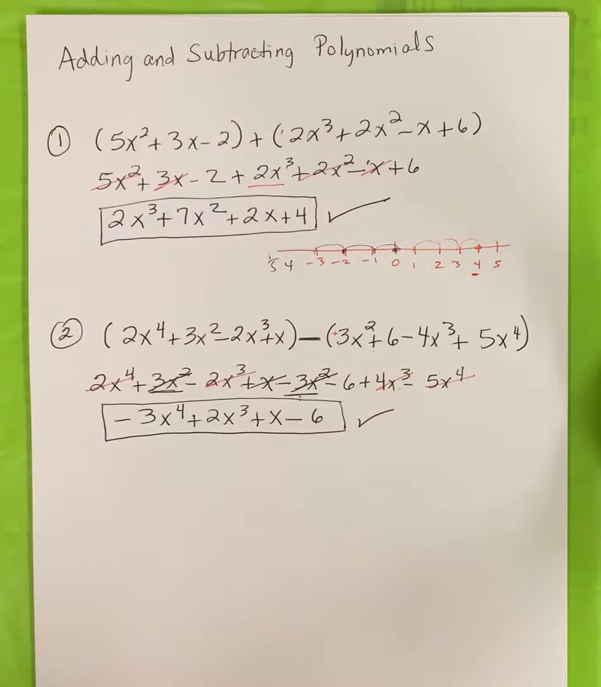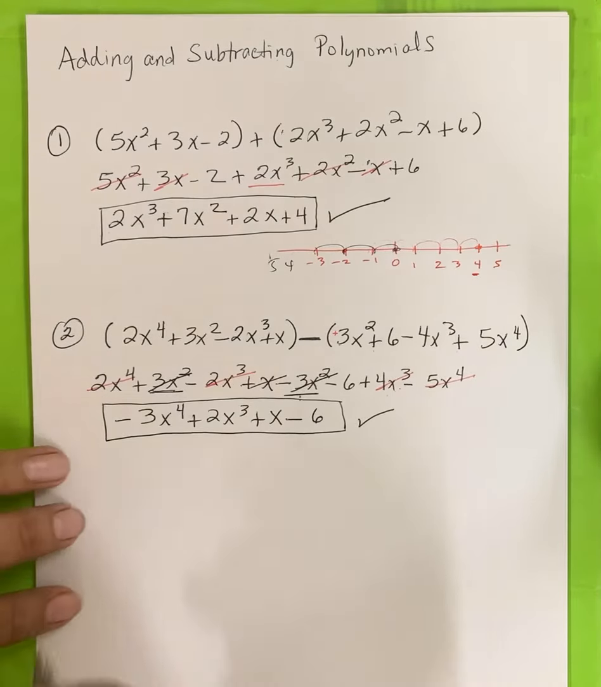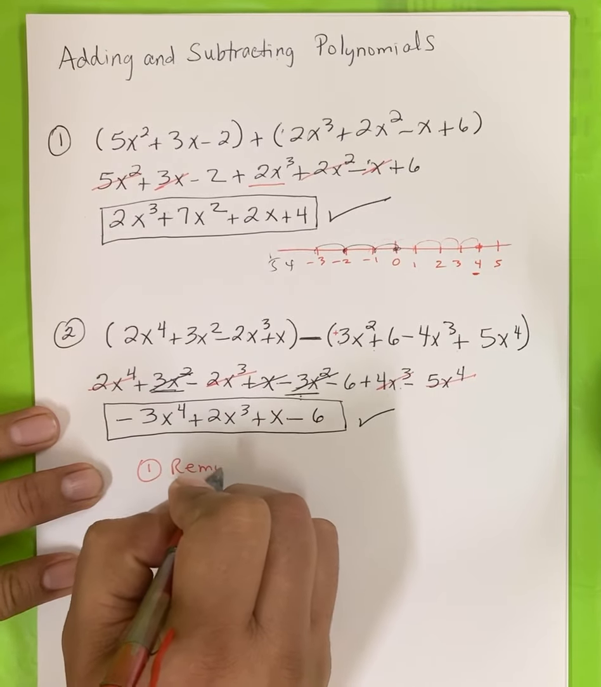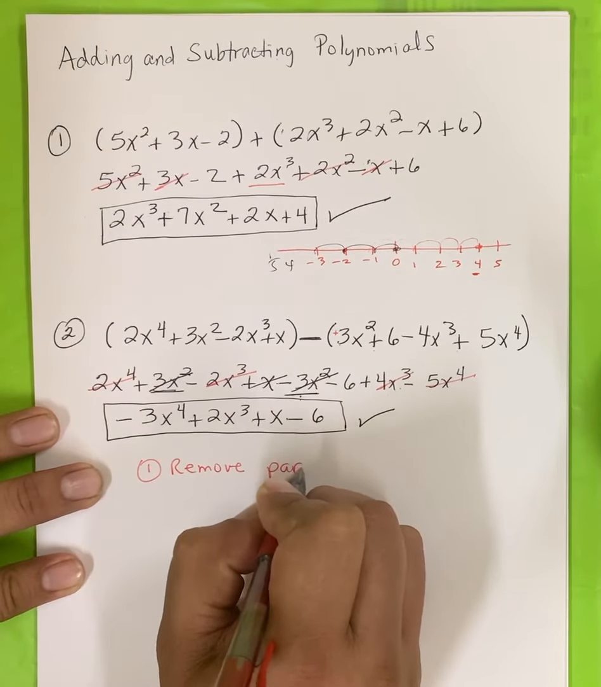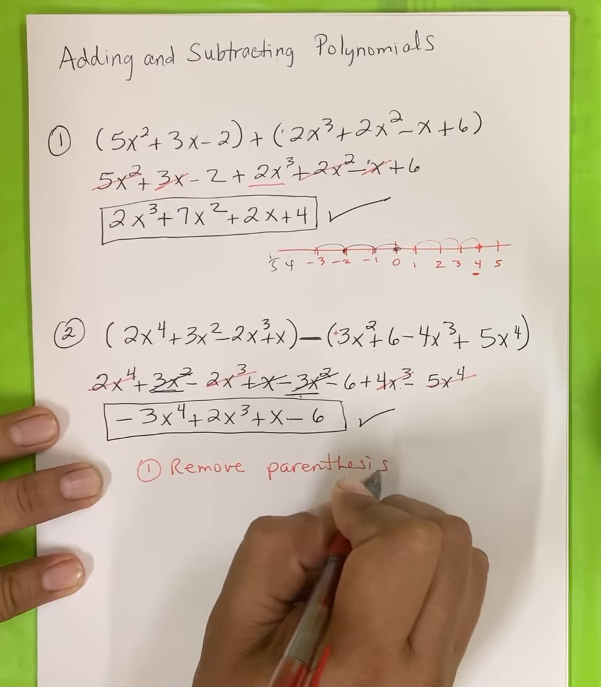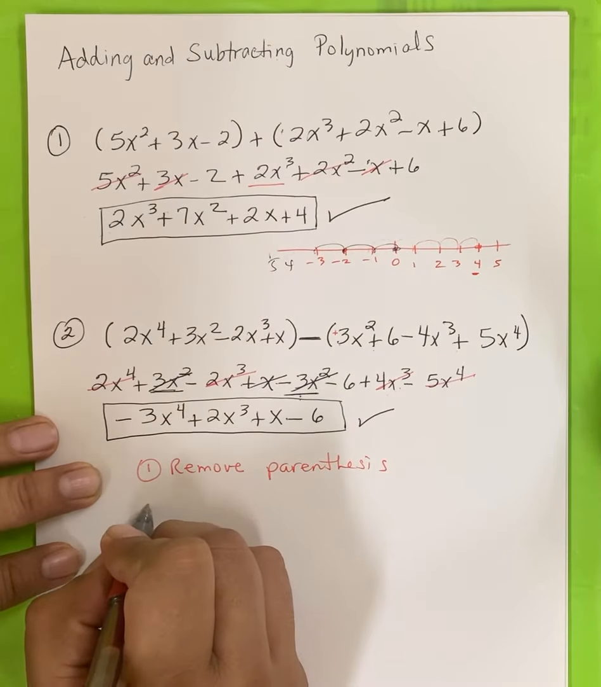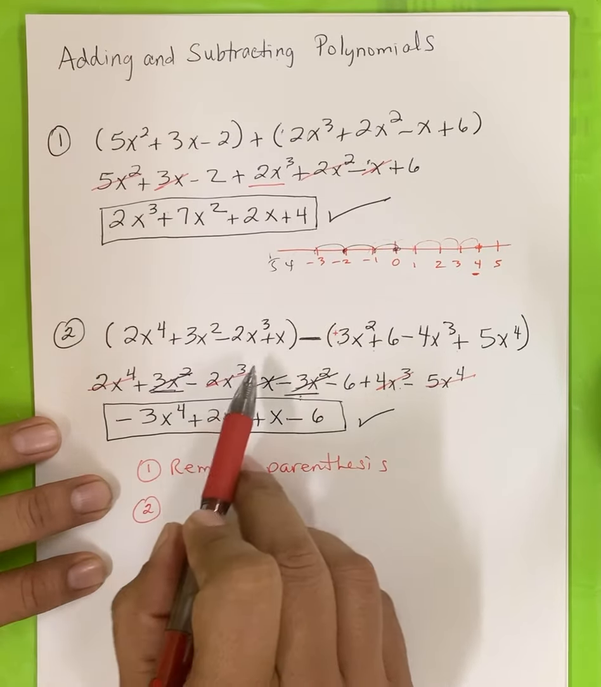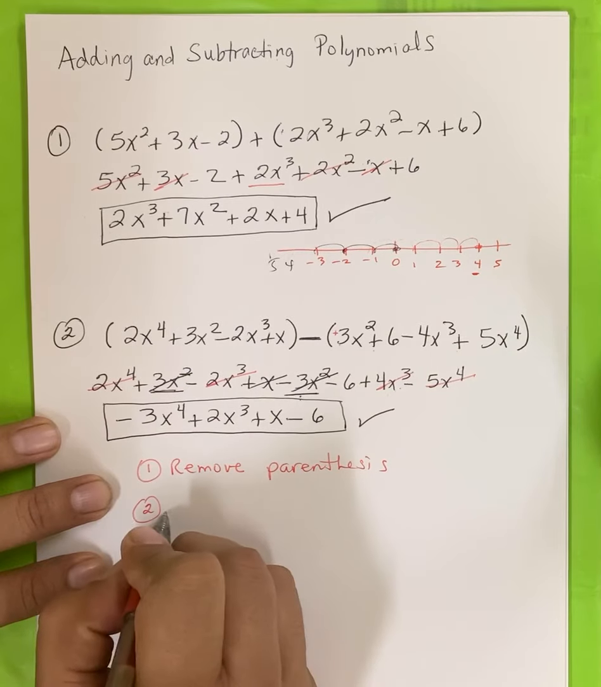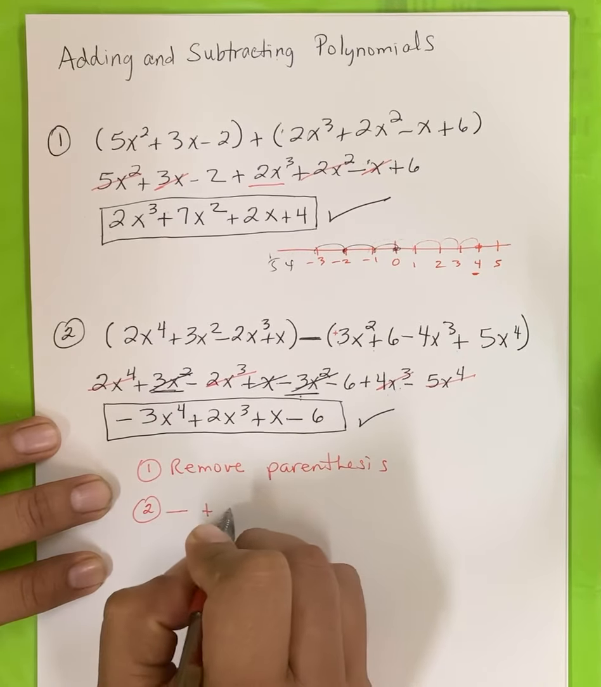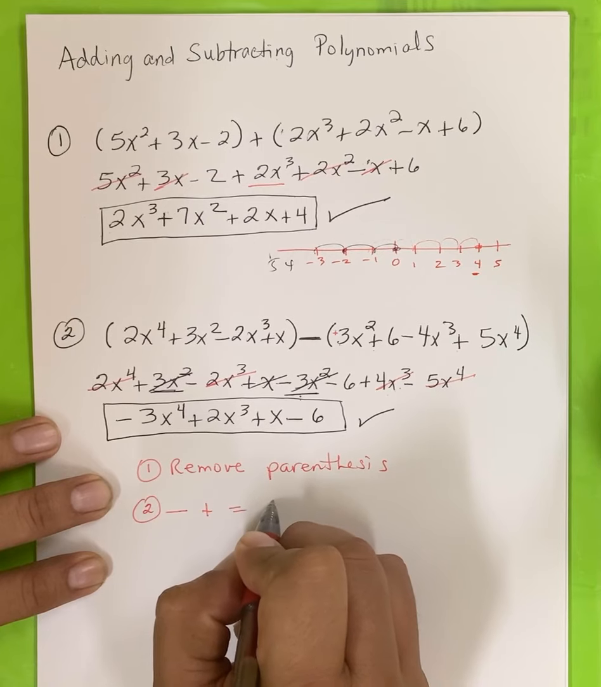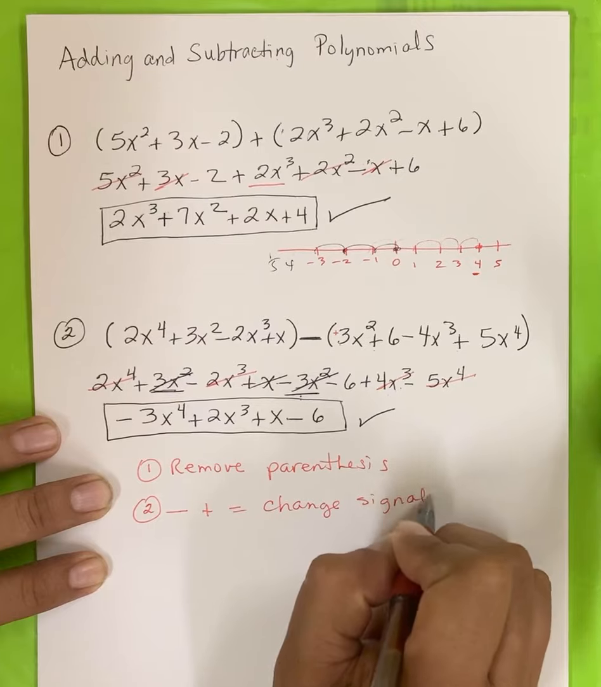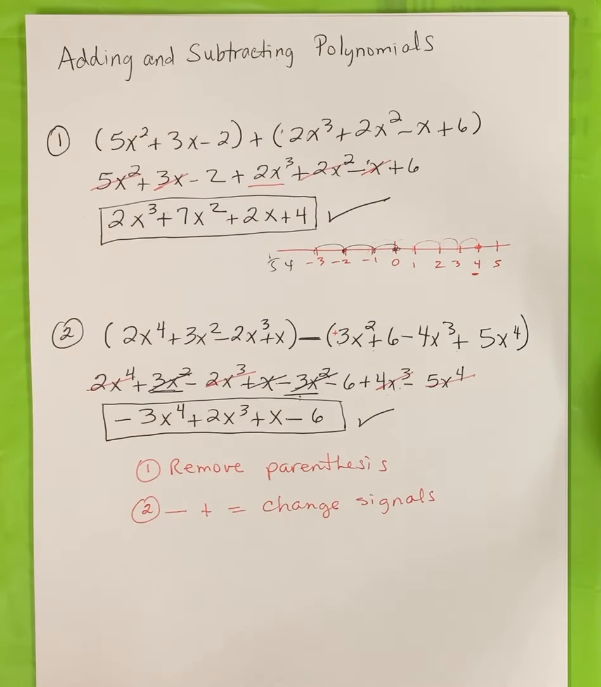Are there any questions? So remember, rule number 1: remove parentheses. Rule number 2: if it's on the second monomial, this one over here, if it's negative and positive, all the numbers will change signs. Change the sign. Okay?